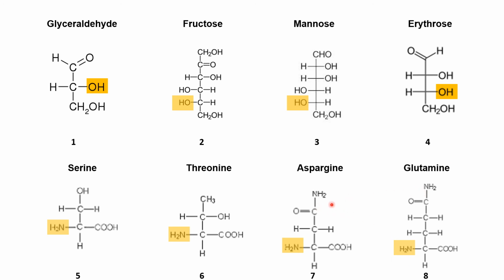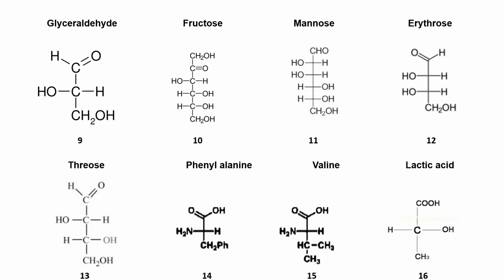There are additional amino groups attached on asparagine and glutamine, but this is not the main amino group, and it is also not attached to the chiral carbon atom. You need to look at the one which is attached to the core carbon atom, which is chiral. These are a few additional examples which you can try giving nomenclature on your own, and you can write your answers in the comment section.